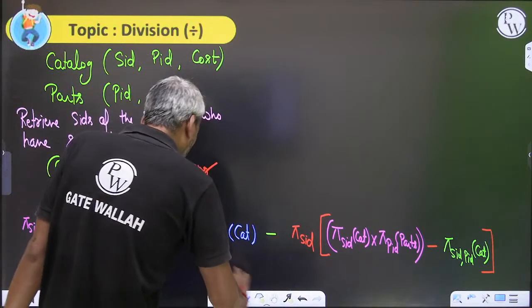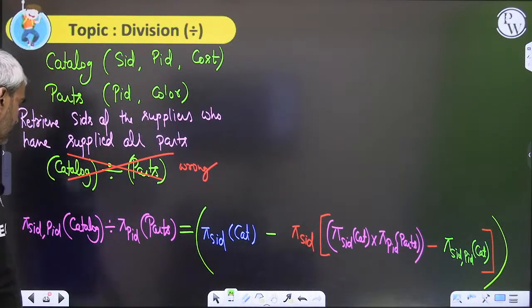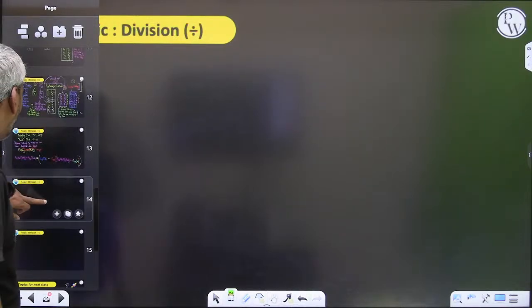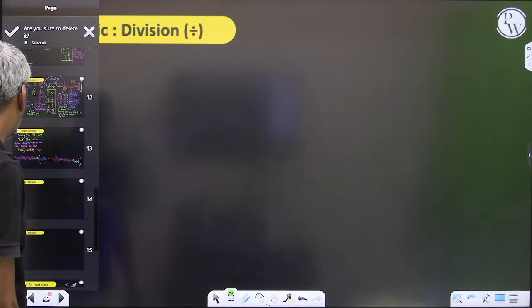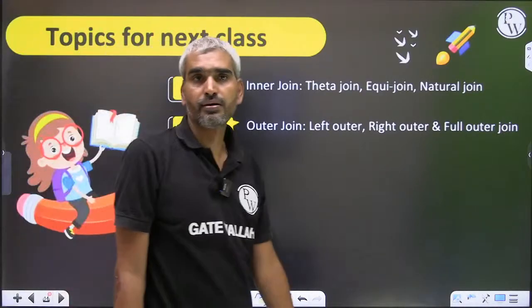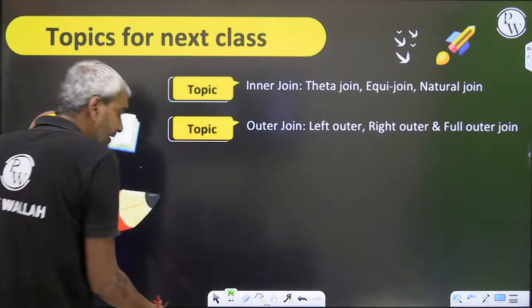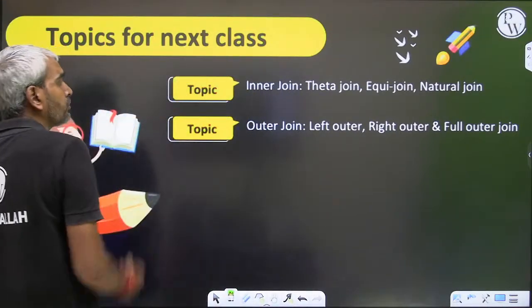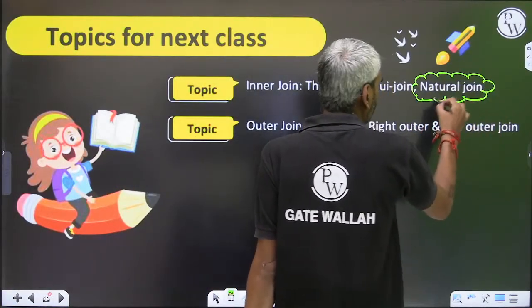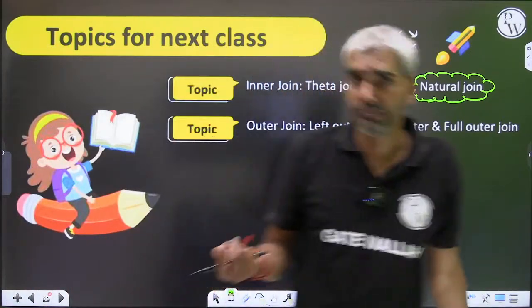I hope every concept is clear associated with division operation, and this is a very important concept, because if you do not understand the division operation, then you do not understand most of the concepts of relational algebra. Clear? So we have discussed the division operation in complete detail. Similarly, in tomorrow's session, I am going to discuss the natural join operation in complete detail, because this is the most important thing. Every other thing is damn easy. The explanation of every other thing will require maximum 10 minutes.